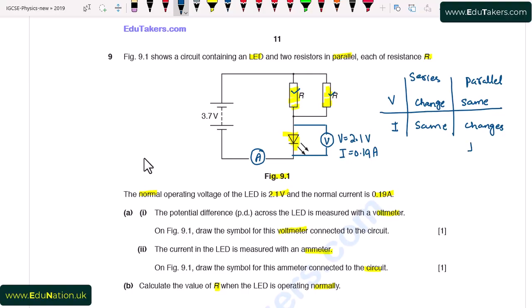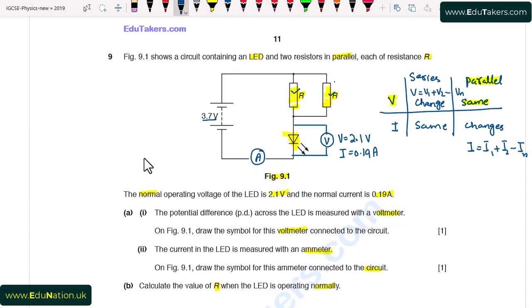Changes means that the total current is obtained by adding all of the current that is passing through the circuit, I is equal to I1 plus I2 and so on up to IN. Similarly, for potential difference, V is equal to V1 plus V2 up to Vn. So here both of these resistors are in parallel. We can see in parallel combination, the potential remains same. It means that the value of potential difference across both of these resistors are same, which is obtained by subtracting the potential difference of LED from the total potential difference.